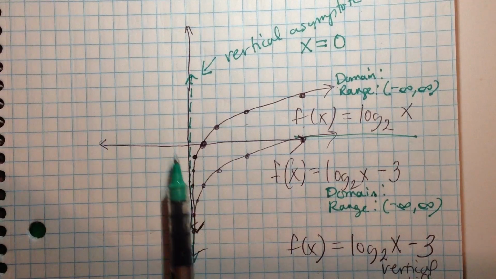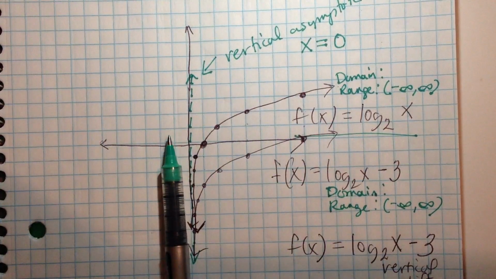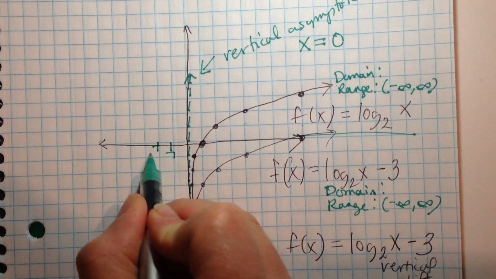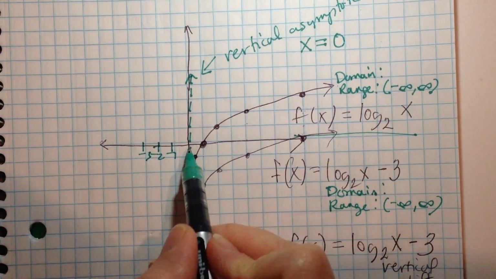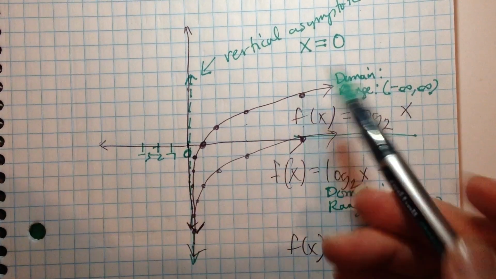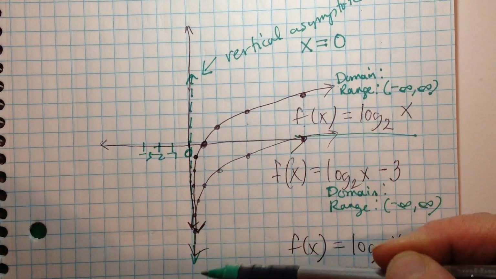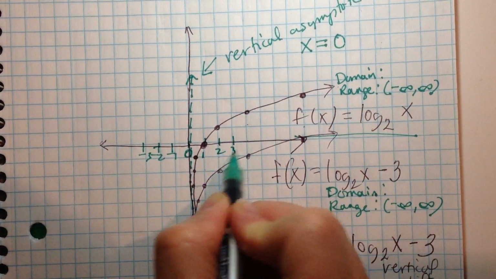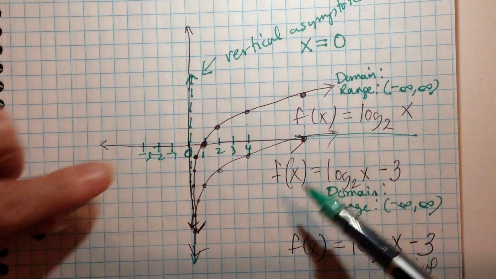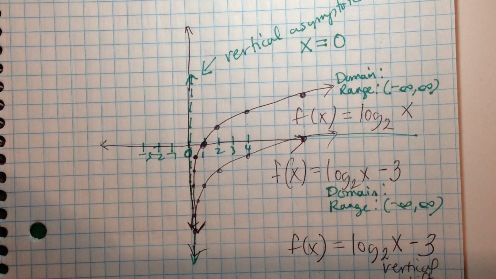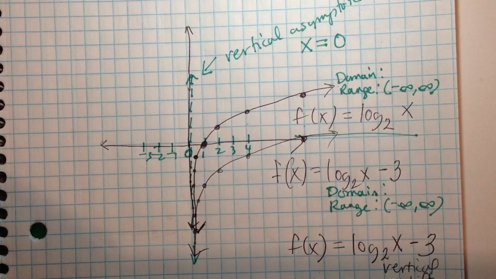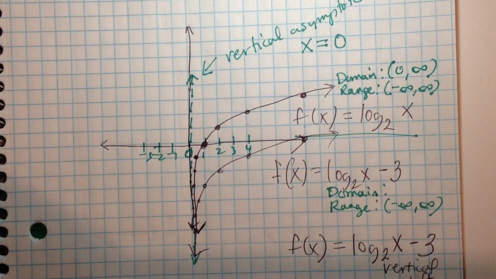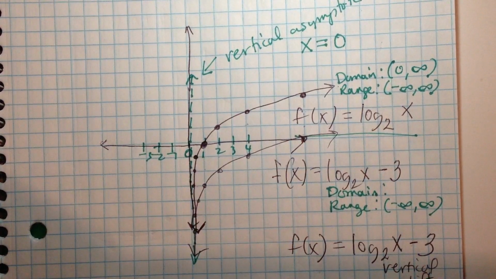In looking at the domain, what x's have been used? You see, none of the negative x's have been used. We've not used -1, -2, -3. Actually, we've not even used 0 because these graphs are getting closer and closer to 0, but they never touch. We've used +1, 2, 3, 4. So actually, the domain of both of these graphs would be the same. The domain being used would be from 0 to positive infinity, but not including 0. So your domain is everything greater than 0.